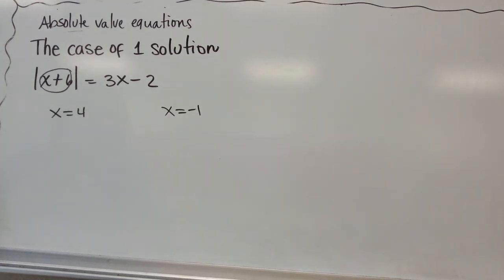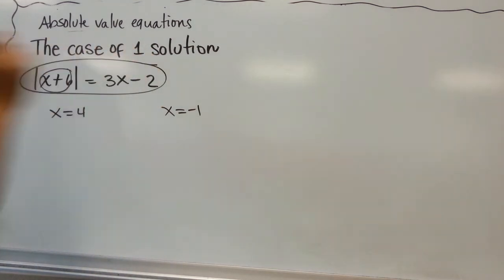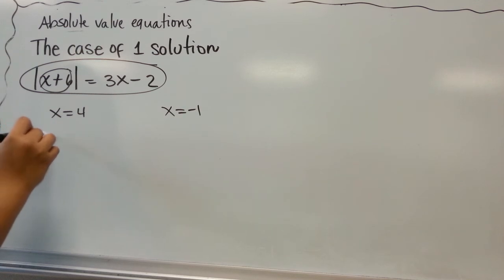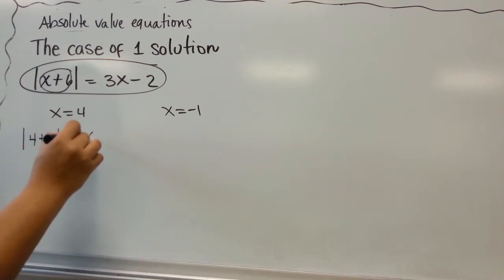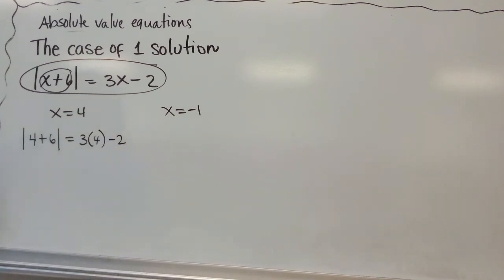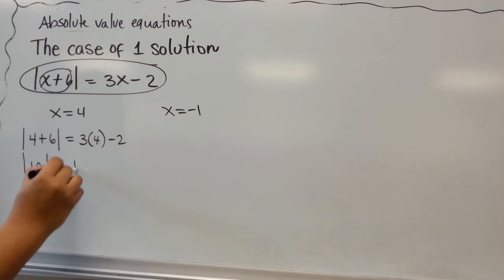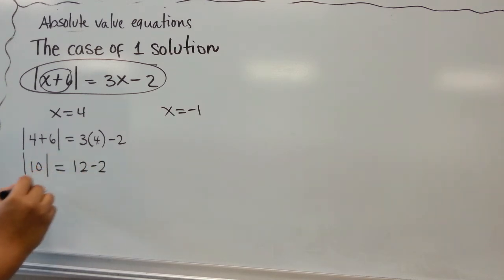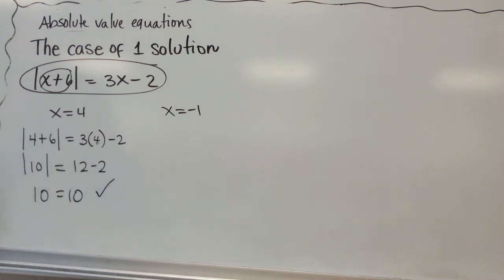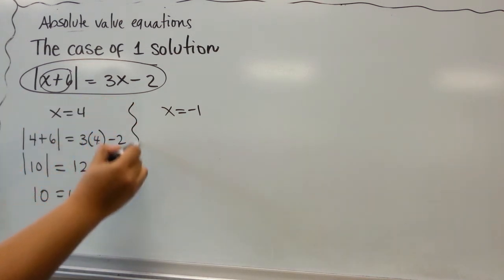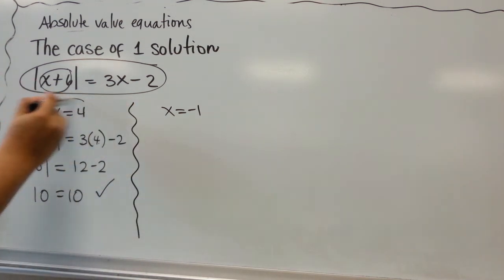All right, so we have that x equals 4 and x equals negative 1, so we have to plug it back into the whole thing. So we have the absolute value of 4 plus 6 equals 3 times 4 minus 2. This is the absolute value of 10 equals 3 times 4 is 12. 12 minus 2 is 10, so 10 equals 10, and that's a solution, okay? Now we have to test this one. This is a solution.